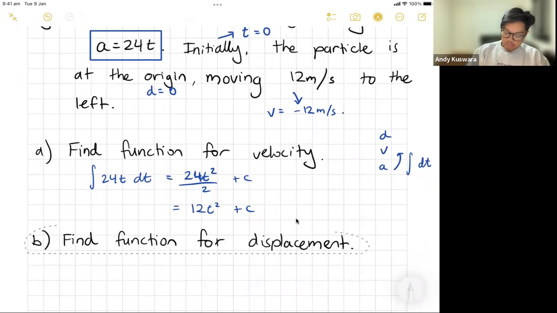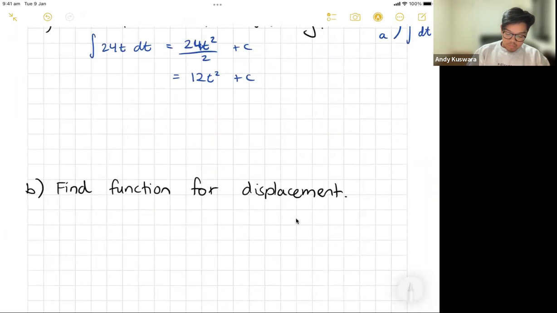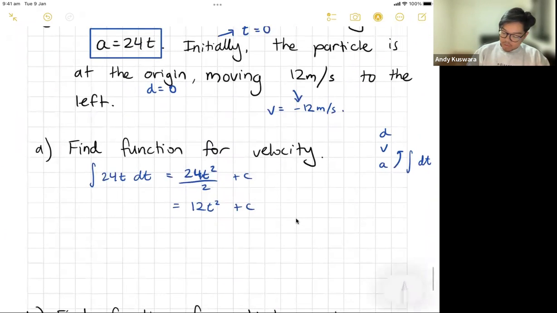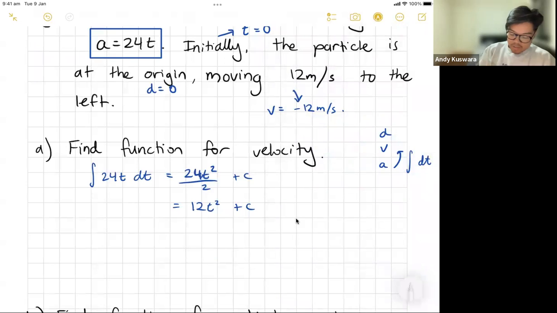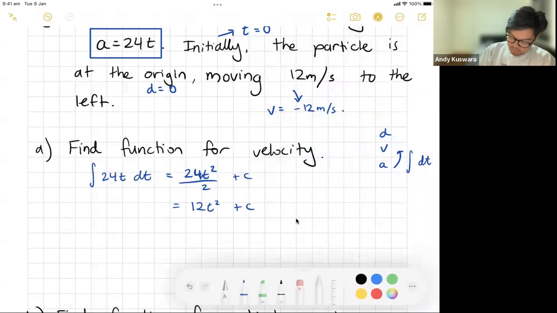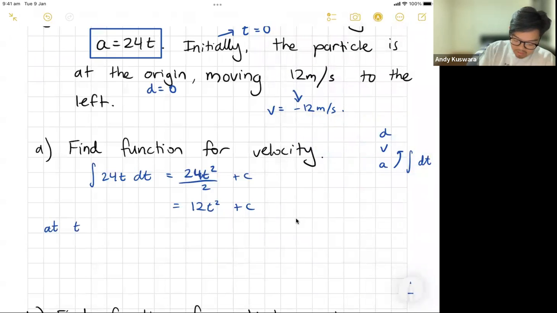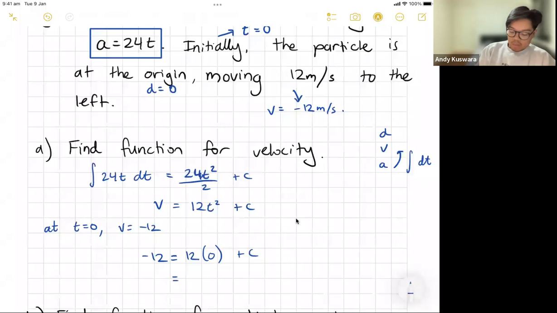So I'm going to move this around a little bit so I've got a little bit of room. Just note that what it's trying to say here is that at t equals 0, initially, my velocity was negative 12. This here is my velocity, so I'm just going to replace that. Negative 12 is going to be 12 times 0 squared plus c when time equals 0. 12 times 0 is 0. So c equals negative 12.